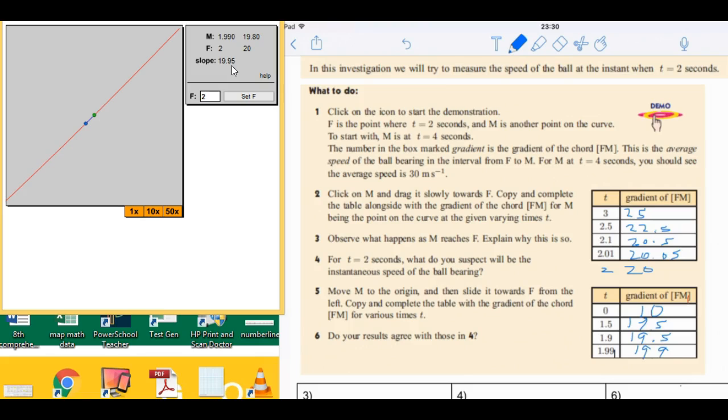Okay, what do you think is going to happen if we put the blue point right on top of the green point? It's probably going to get to be 20. You see, we kind of came to the same conclusion going from both directions.